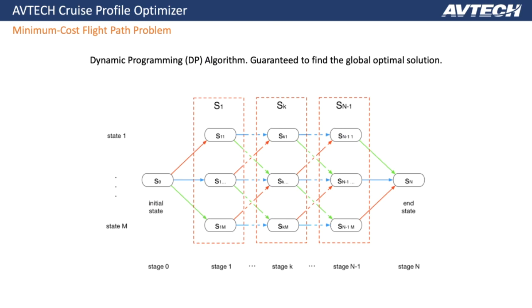The problem at hand, to actually find the minimum cost flight path, is to look at all the options and find the vertical route that is truly cost optimal. We solved the problem using a dynamic programming algorithm, and this is to guarantee finding the global optimum minimum cost, taking fuel and time into account. So we really divide the problem into small pieces. We have states and we have stages, where states represent the altitudes, and stages represent the flight distance steps through the atmosphere.